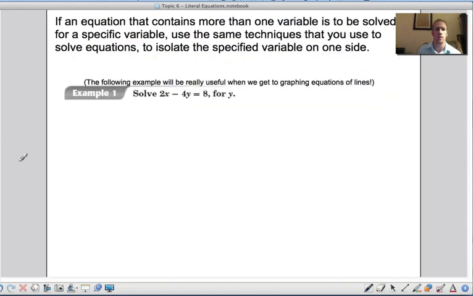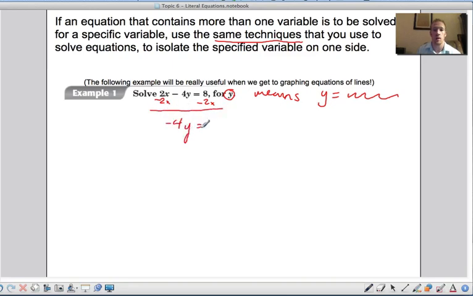Literal equations are really just doing the same thing you would do with an equation, but with variables instead of numbers. So use the same techniques you would use to solve equations. We want to solve for y. That means we want to end up with y equals something, but we want y alone. So we work our way from the outside in, subtract the 2x, and that leaves me with negative 4y equals 8 minus 2x, right?